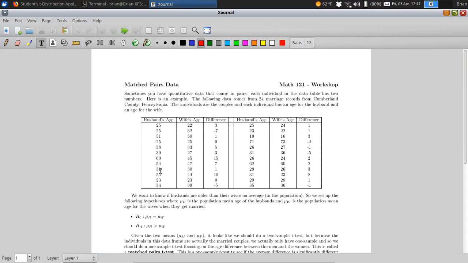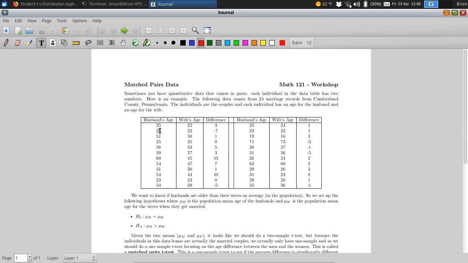So this data, it looks like we have two different samples, right? We have the husbands and the wives, but in actuality, it's only one sample. It's a sample of couples. And then each couple has two different quantitative variables. The husband's age is one of the variables, the wife's age is the other variable.